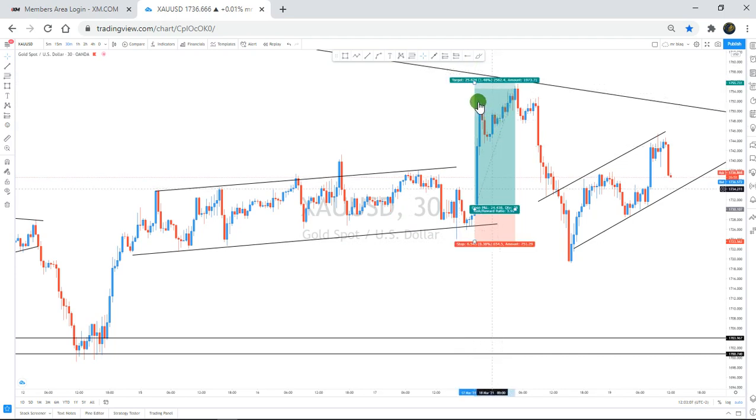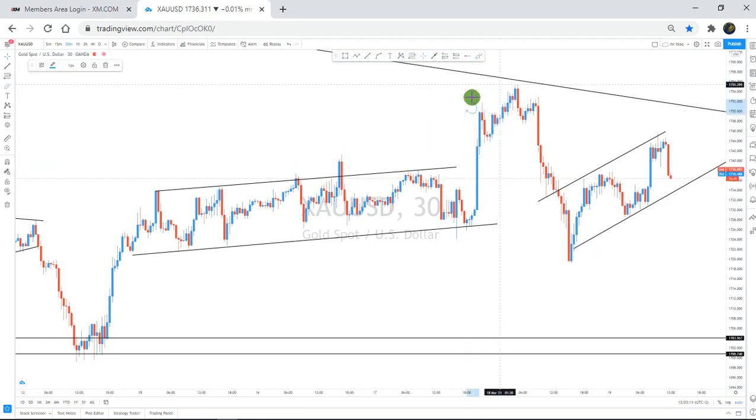From this movement here, you can see that it gives us something like a head and shoulders. This is the head, then this is the shoulder here. So you can see after this, then they went down.